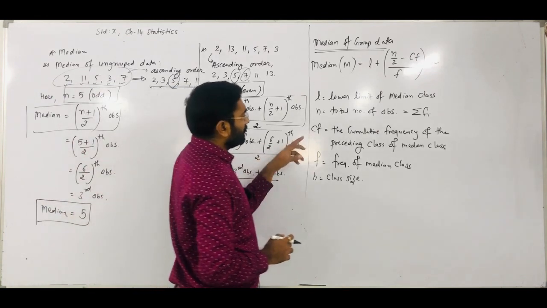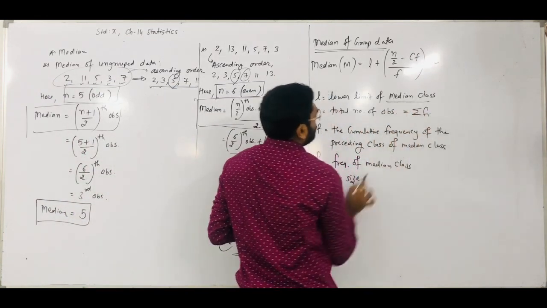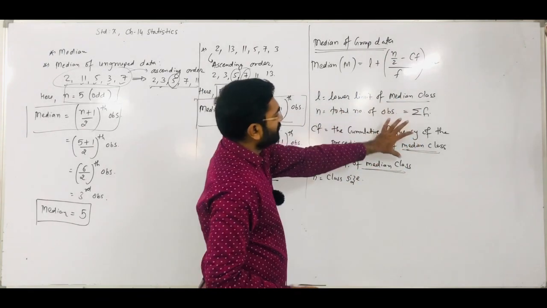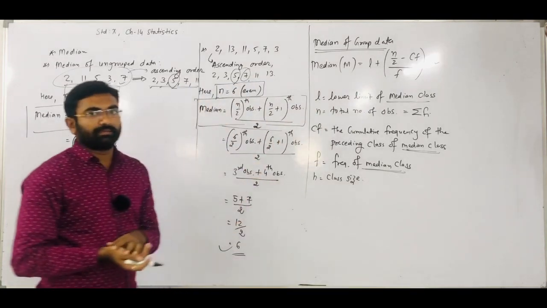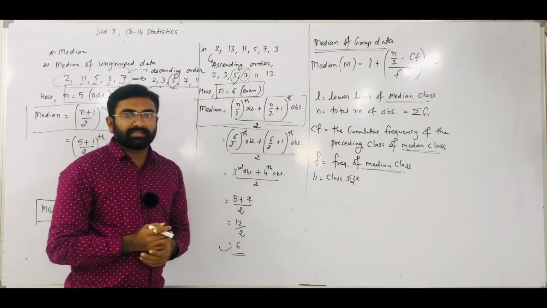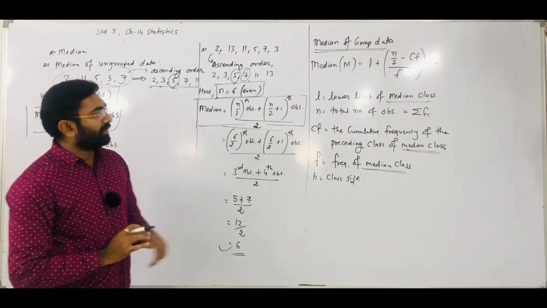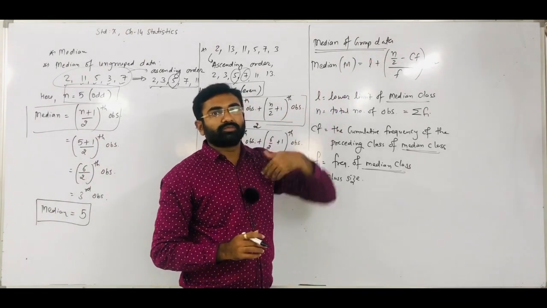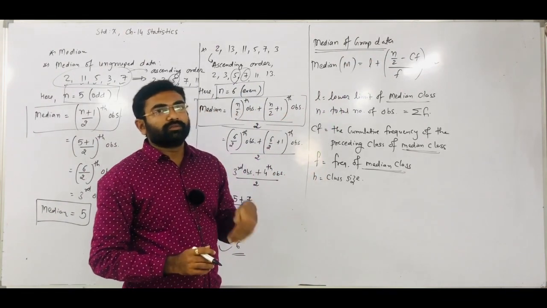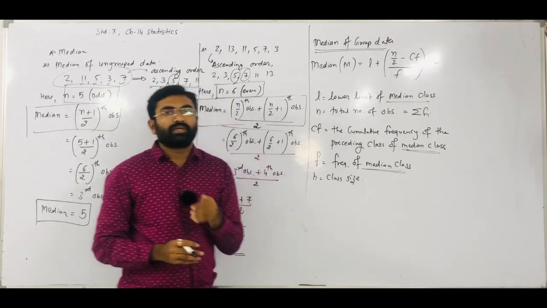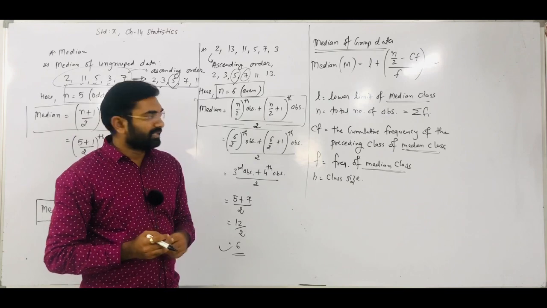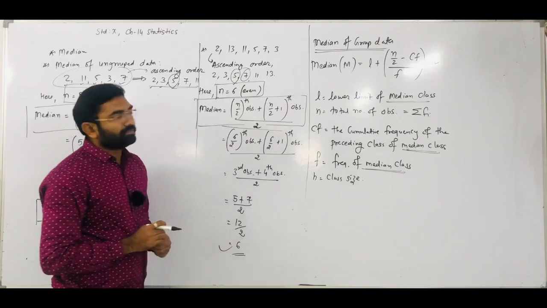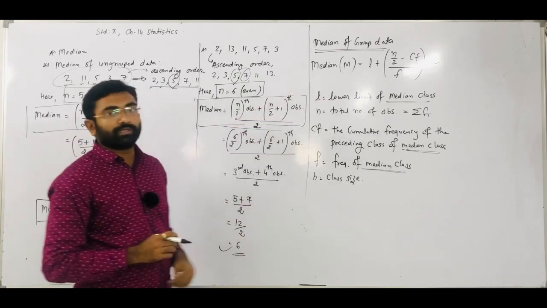And for that, the median class is the most important thing we require, because three values depend on the median class, right? In our exercise, I will explain how we can find the median class. We observe the n by 2 value, and the class corresponding to the cumulative frequency just greater than n by 2 is called the median class. That formula we have to apply in exercise 14.3.